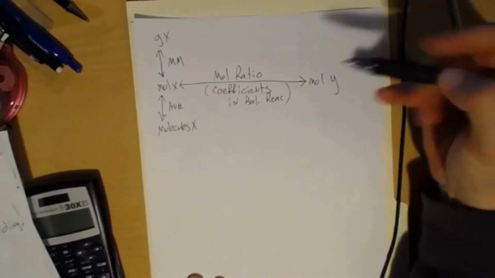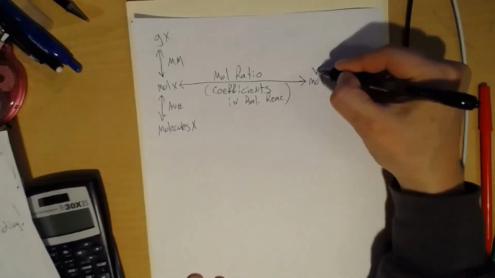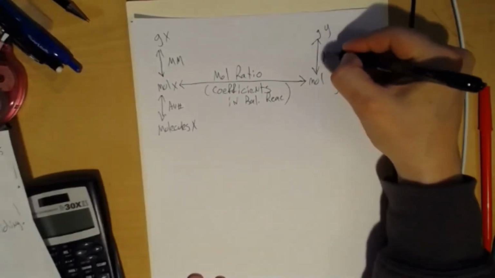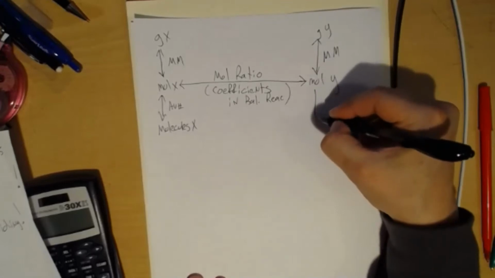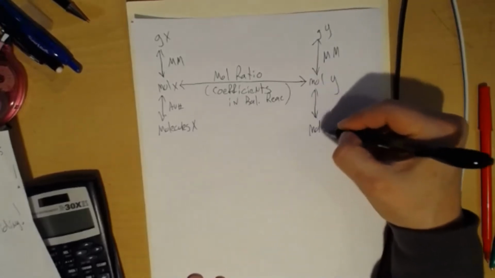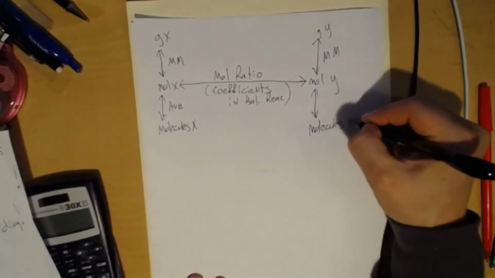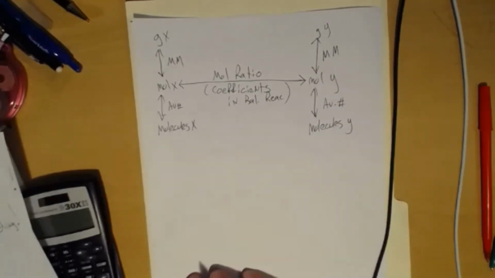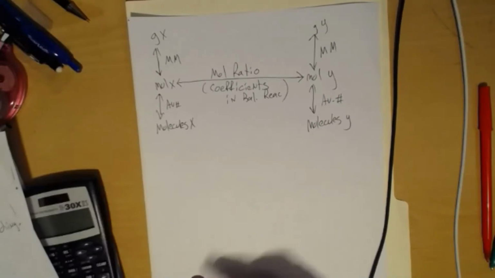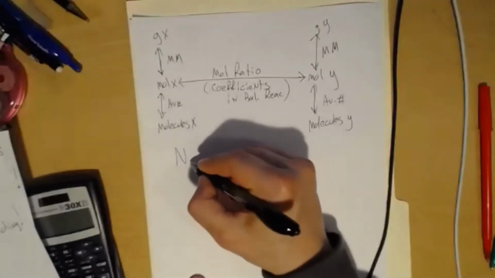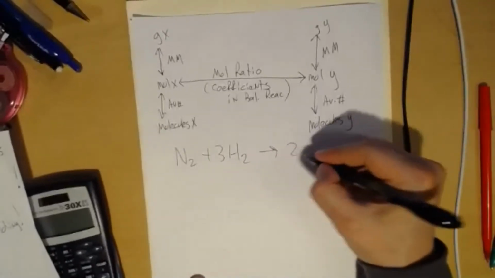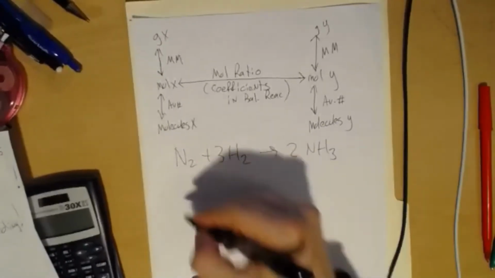Also, once we get to moles of Y, there's a subway on the other side. I can go to grams of Y using the molar mass. I can go to molecules of Y using Avogadro's number, right? And so let's bring back that equation. N2 plus 3H2 goes to 2NH3.